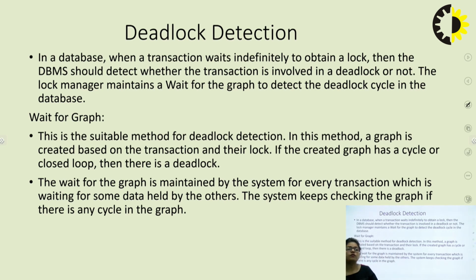The wait-for graph is maintained by the system for every transaction which is waiting for some data held by others. The system keeps checking the graph to see if there is any cycle in the graph.